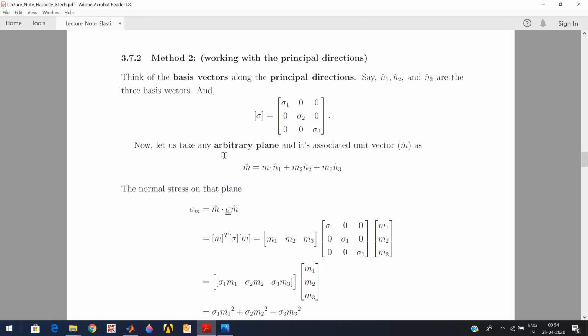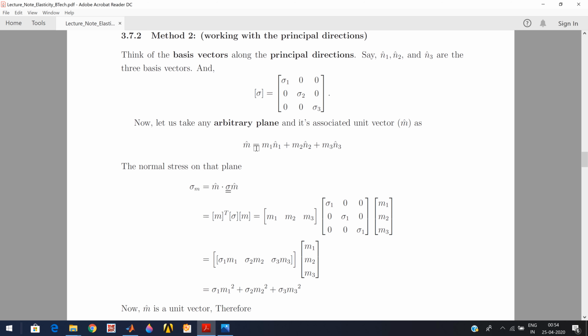And then let us take some arbitrary plane with respect to these principal directions, and the associated unit vector of that plane will be m hat. Then m hat will be expressed as components of these three basis vectors n1, n2, n3, and those components are denoted as m1, m2, m3. So m is m1 n1 plus m2 n2 plus m3 n3.